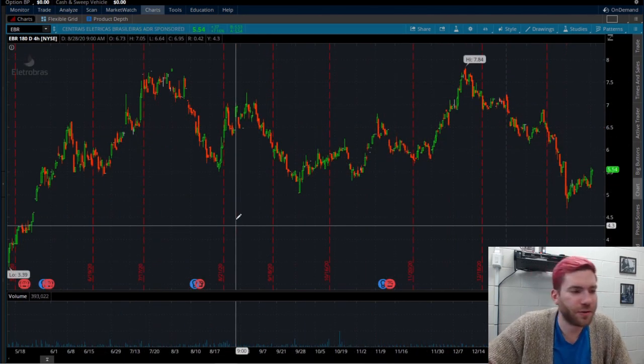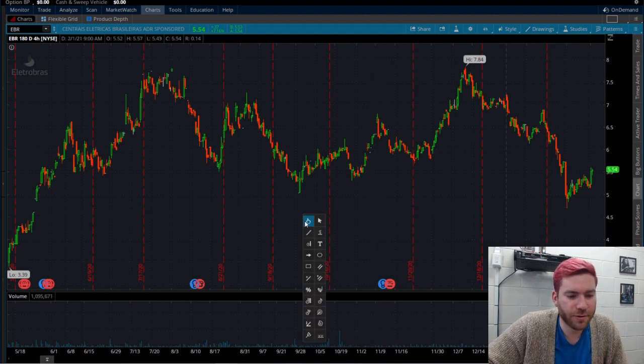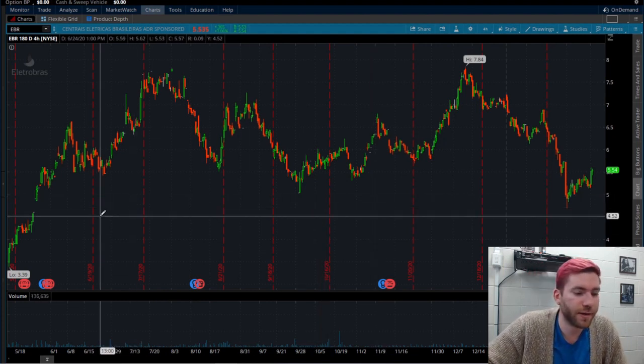This is EBR. It's a great stock for this to look for. Again, let's use our trend line tool. I'm a bigger fan than the price level.